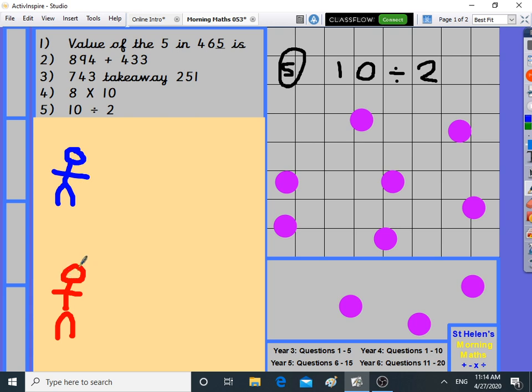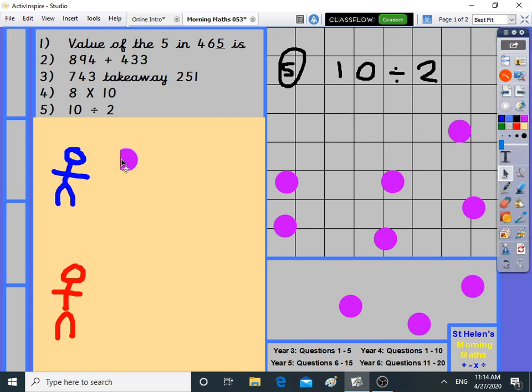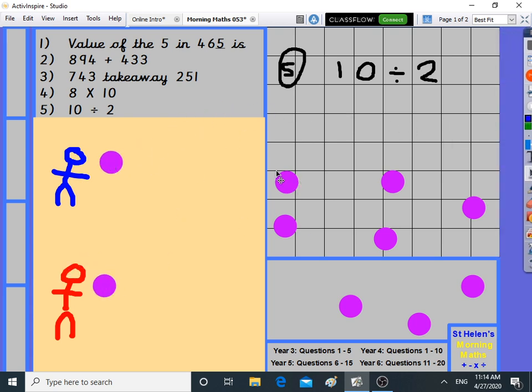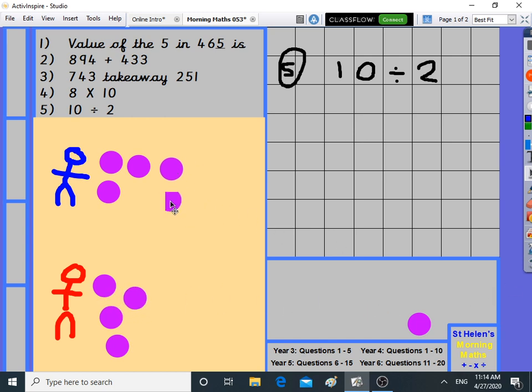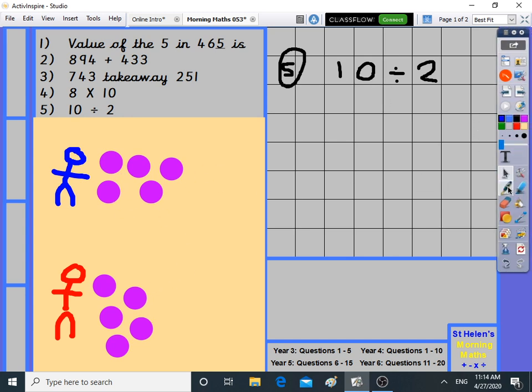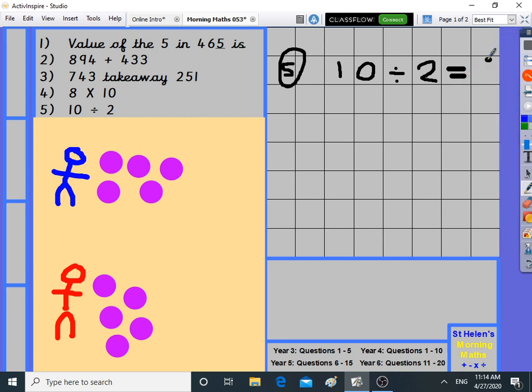So 10 shared between 2. He can have 1, he can have 1. He can have 1, he can have 1. He can have that one, and he can have that one. So I've shared out 10 between 2 people fairly, and you can see each person has 1, 2, 3, 4, 5. They both have 5 because the answer is 5. 10 divided by 2 equals 5.